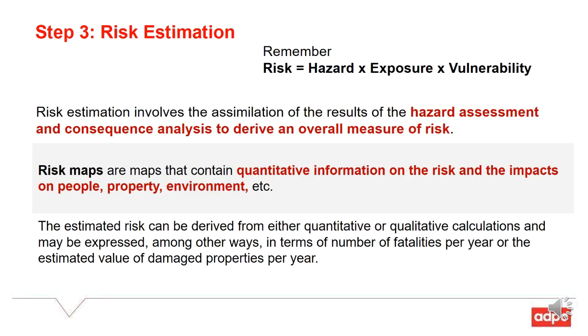Step 3 is the risk estimation. This is just a simplistic equation we put up. Actually, the major equation is a function of hazard, vulnerability, and exposure. Risk estimation involves the assimilation of the results of hazard assessment and consequence analysis to derive an overall measure of risk. Risk maps are maps that contain quantitative information on the risk and the impacts on people, property, environment, etc. The estimated risk can be derived from either quantitative or qualitative calculations and may be expressed, among other ways, in terms of the number of fatalities per year or the estimated value of damaged properties per year.